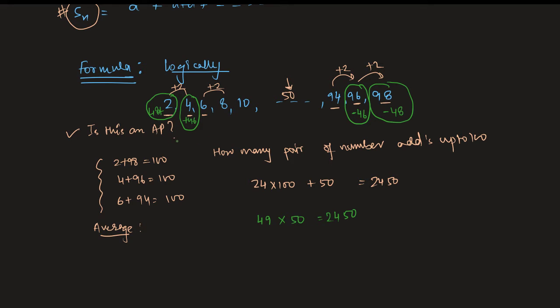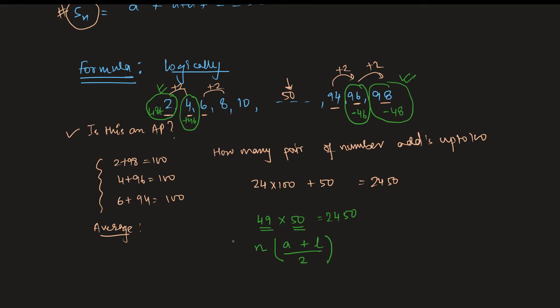Now relating this to our formula, how can I write it down? 49 is the number of terms, so I can write this as n, the number of terms. And how did we get the 50? That is from the first term and the last term, that is A plus L, where A represents the first term and L represents the last term, divided by 2.